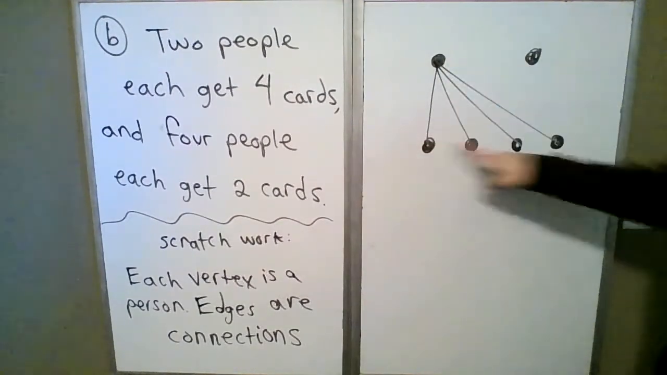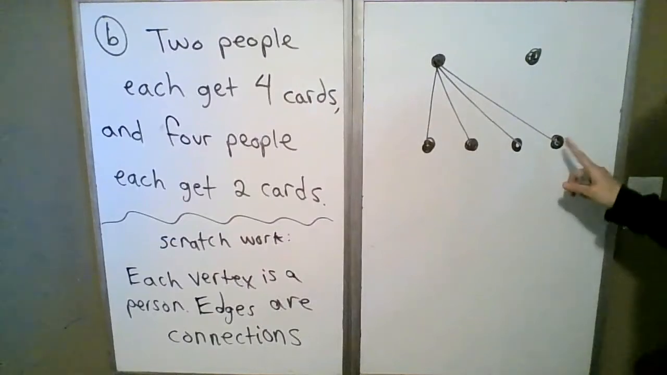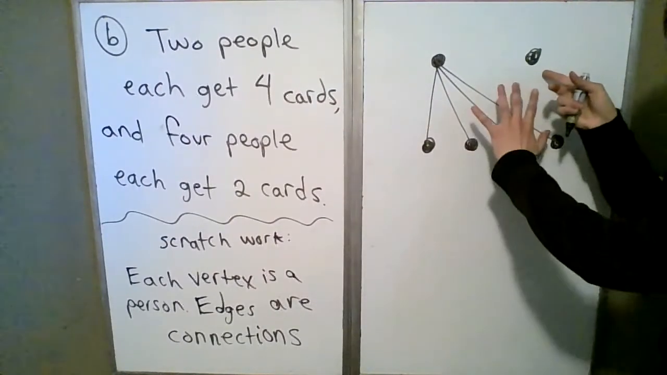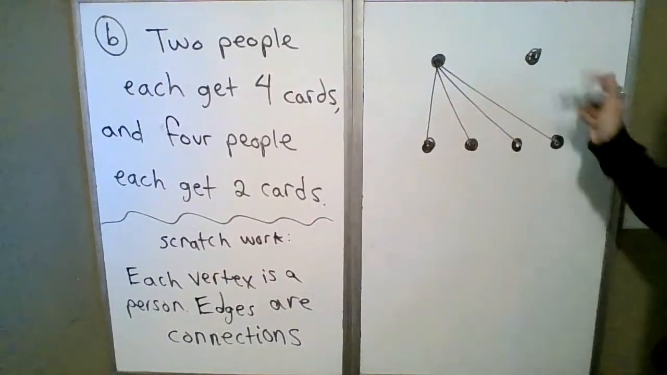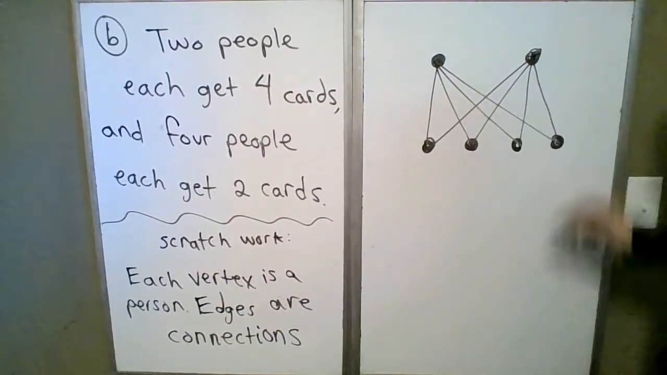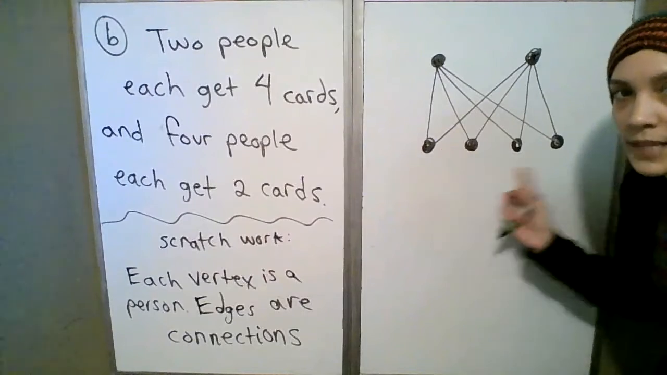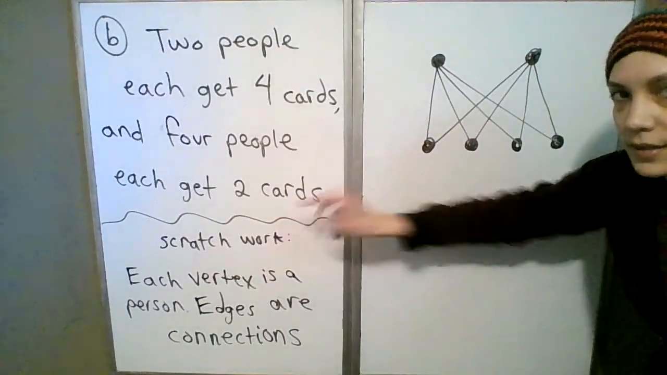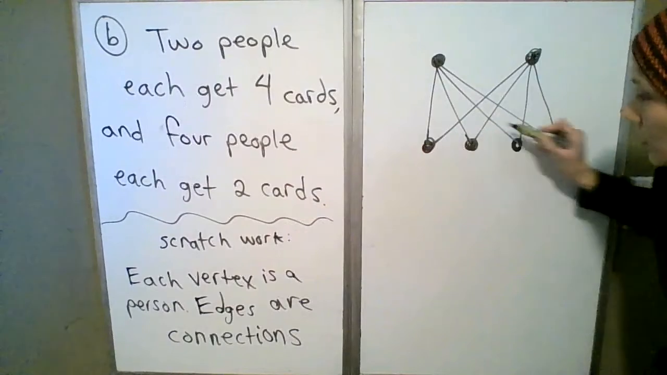That way that person has 4 cards or 4 connections. The other person who gets 4 cards, have them get it from all of the people down below. That way each of these 4 people here each get 2 cards. So 1, 2, 1, 2.